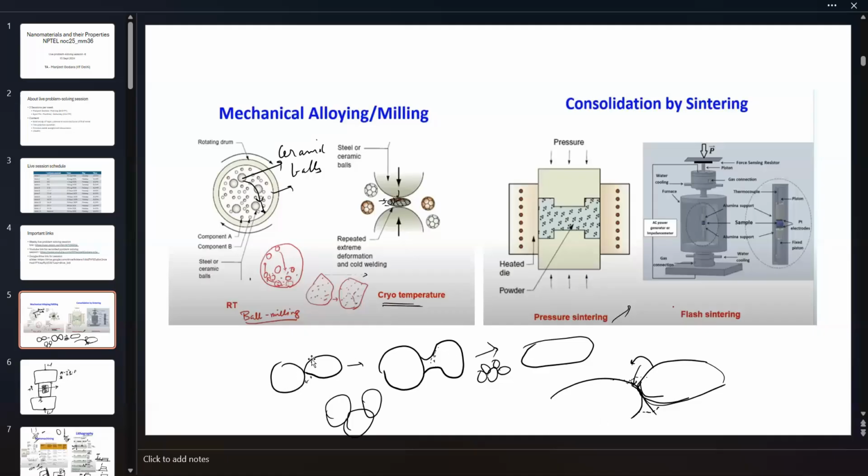This is a depiction of the sintering process. You have two particles sitting together, and the pressure and temperature both increase the diffusion, causing a neck formation, and eventually you get a complete particle. It will become a completely single piece, with definitely grain boundaries in between.